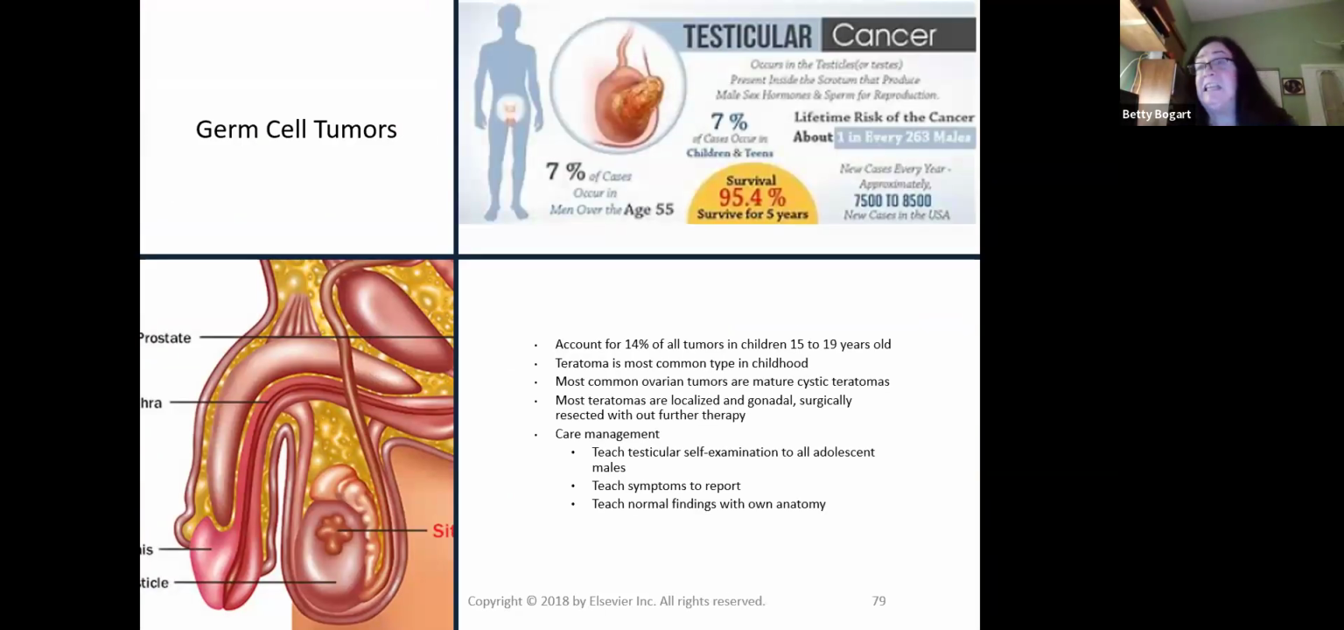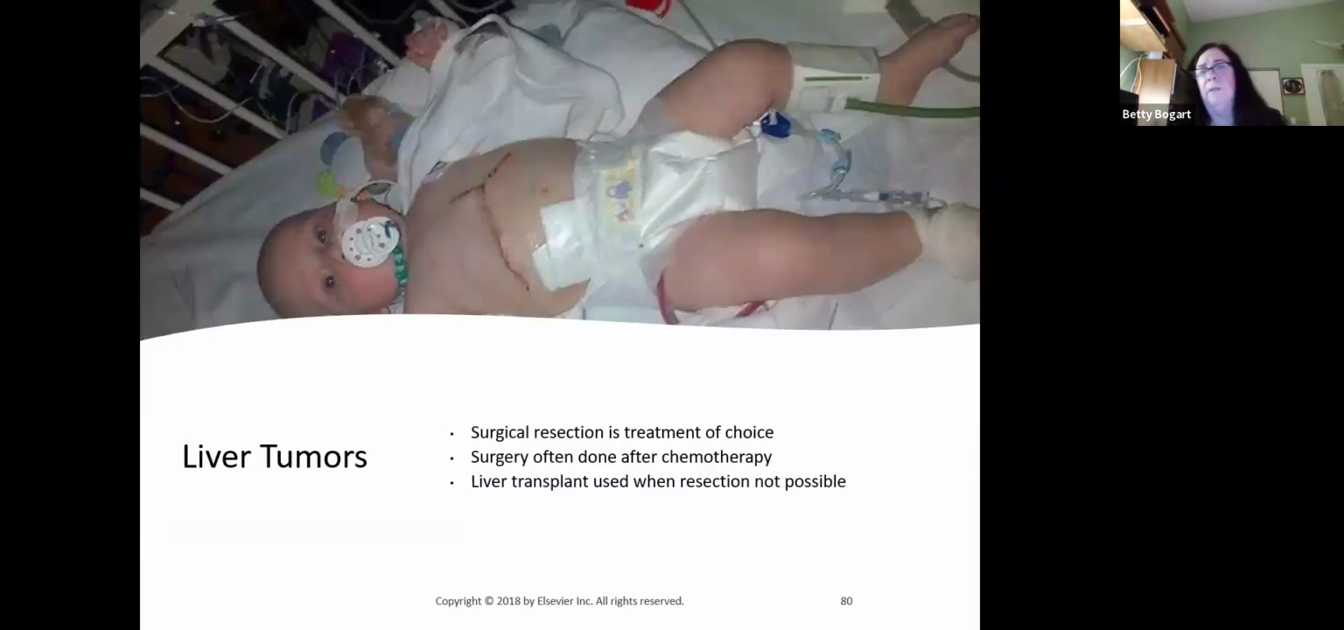Germ cell tumors. This is testicular cancer. I've actually seen an 18-year-old boy who waited about two months to be checked for testicular pain, and it had already metastasized all over his body. So, men, do your monthly testicle exam like we as women do our monthly breast exam.